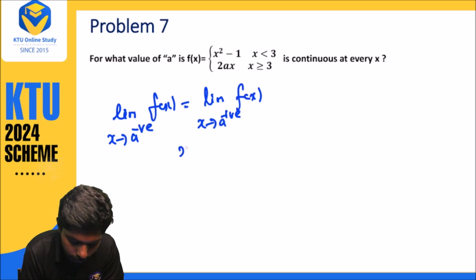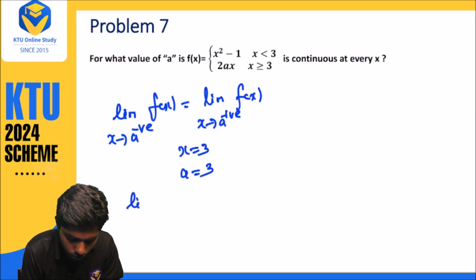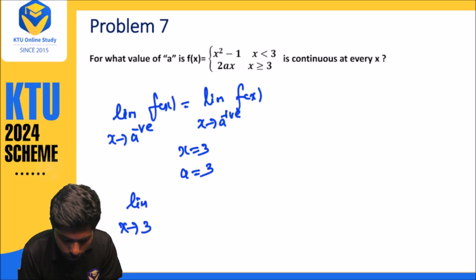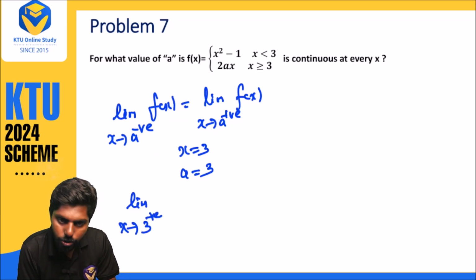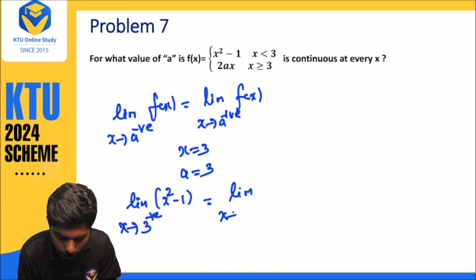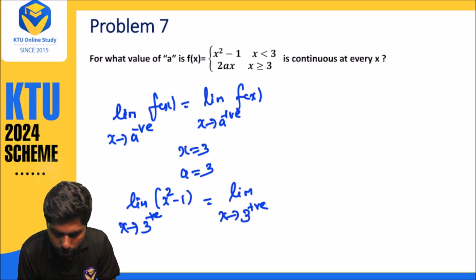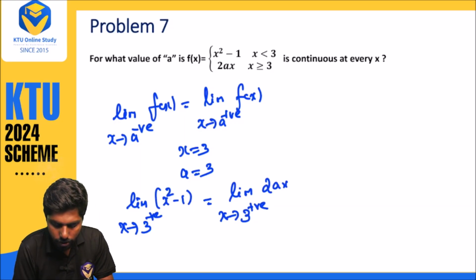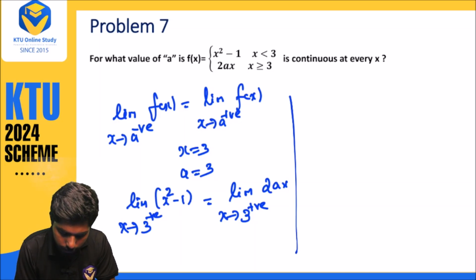We have identified x is equal to 3, so our a is 3. So the limit as x approaches 3 from the negative direction, that is, from the less-than side. They have given x square minus 1 on that side, and 2ax on the positive side. Now substitute the limit value. So what will you get?